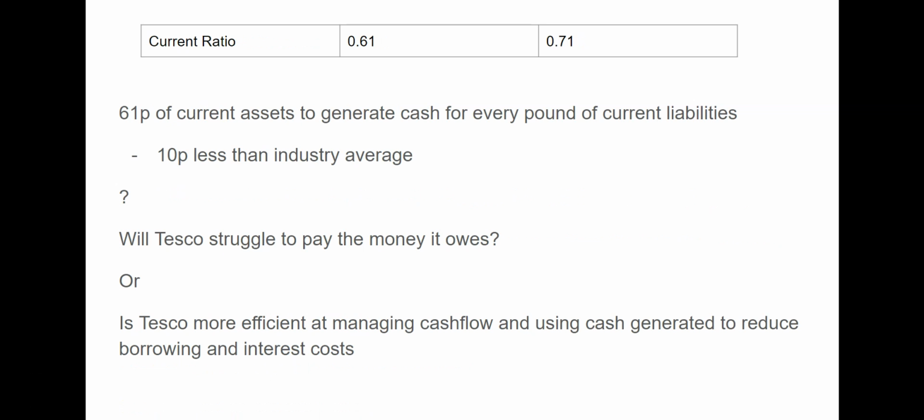Or what it could actually also mean is that Tesco's is very, very efficient at managing both its non-current assets and its cash flow, and therefore it's using the excess cash that it has to either reduce borrowing costs or interest costs, more specifically on those borrowings, or maybe it's been using that as a source of funds to fund the expansion of the business.